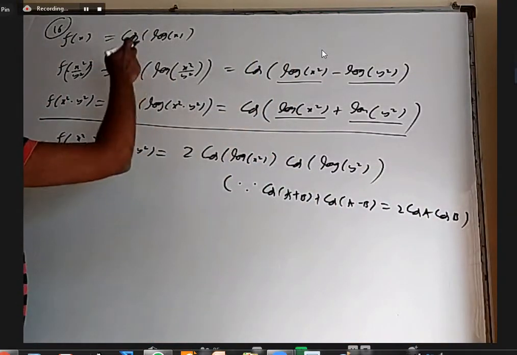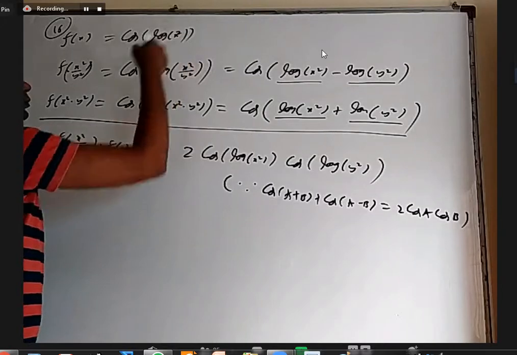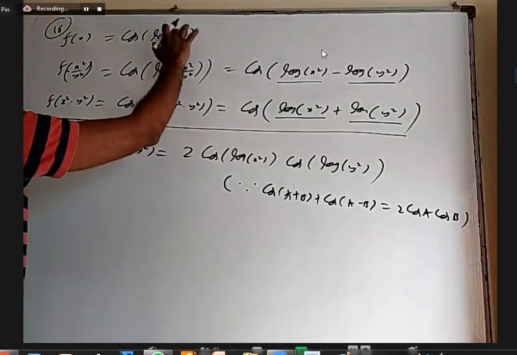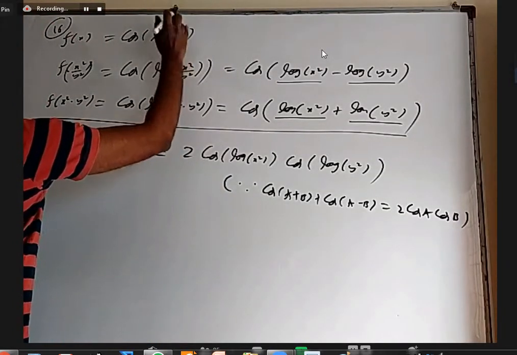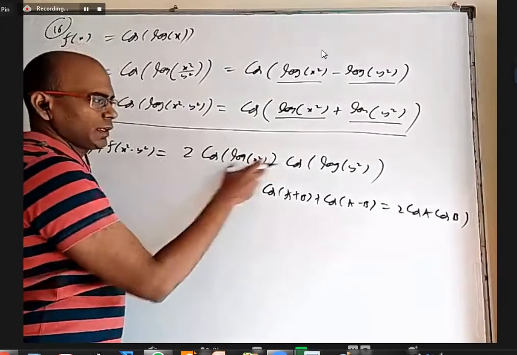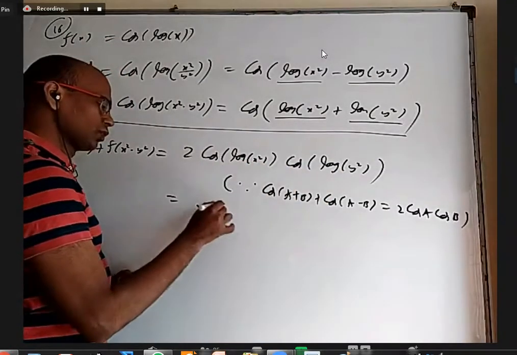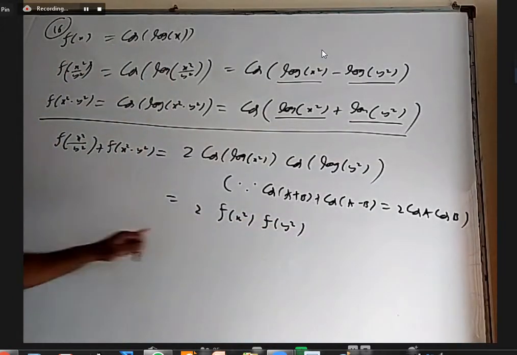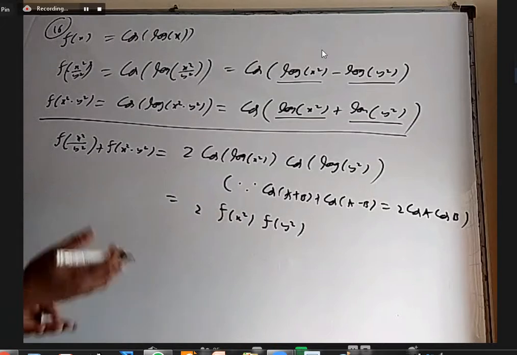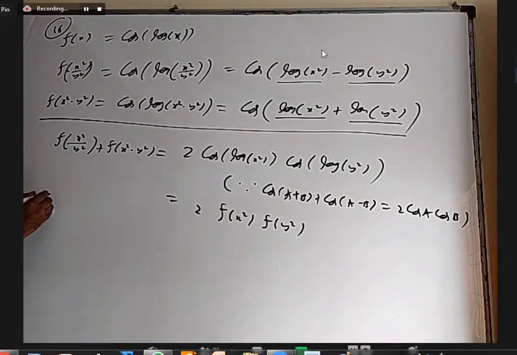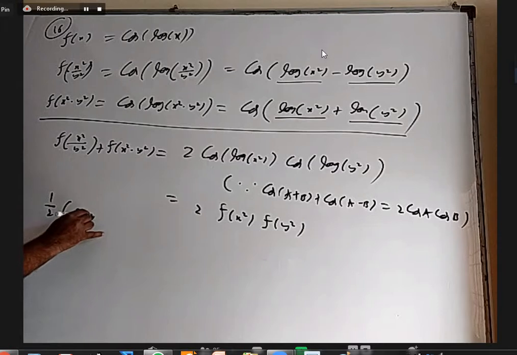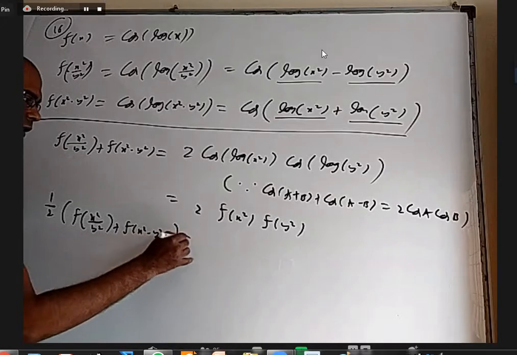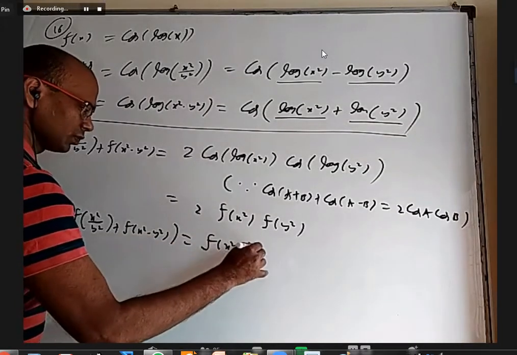But cos of log of x square is f of x square itself. No, f of x is cos log x, so this is correct. This is f of x square and this is f of y square. So we got 2 into f of x square into f of y square. You can bring this 2 down and bring everything to one side. That is the question. Okay. Half of f of x square by y square plus f of x square into y square is equal to f of x square into f of y square.